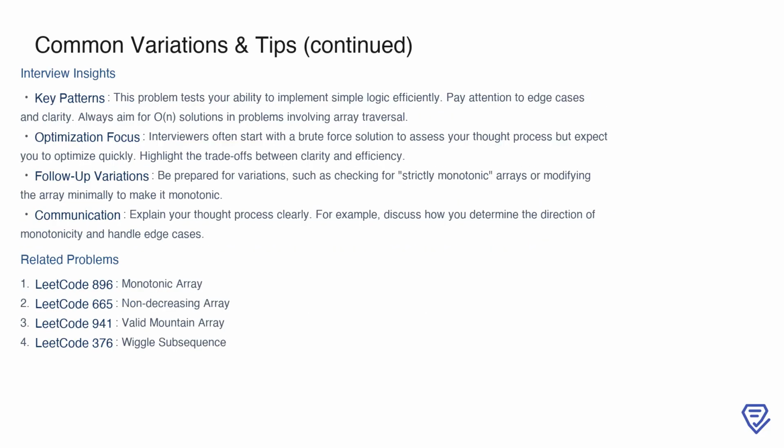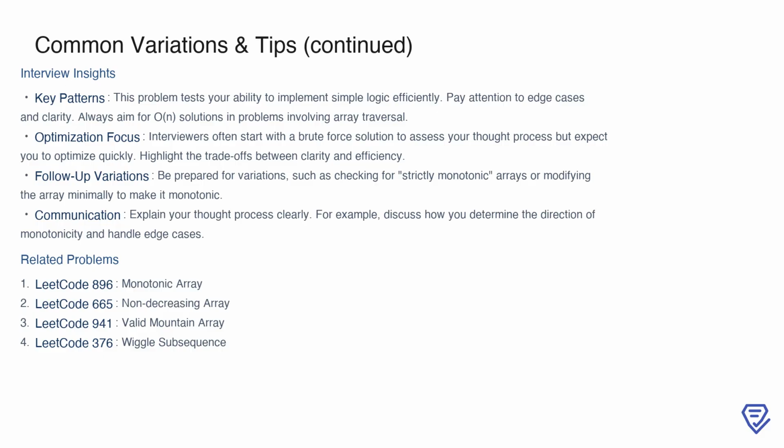Now, let's talk about what this problem often tests in interviews and how you can approach it effectively. First, the monotonic array problem is designed to assess your ability to implement simple logic efficiently. Interviewers want to see if you can handle edge cases and write clean, concise code. Efficiency is key here. Most array traversal problems, including this one, should aim for O(n) solutions.